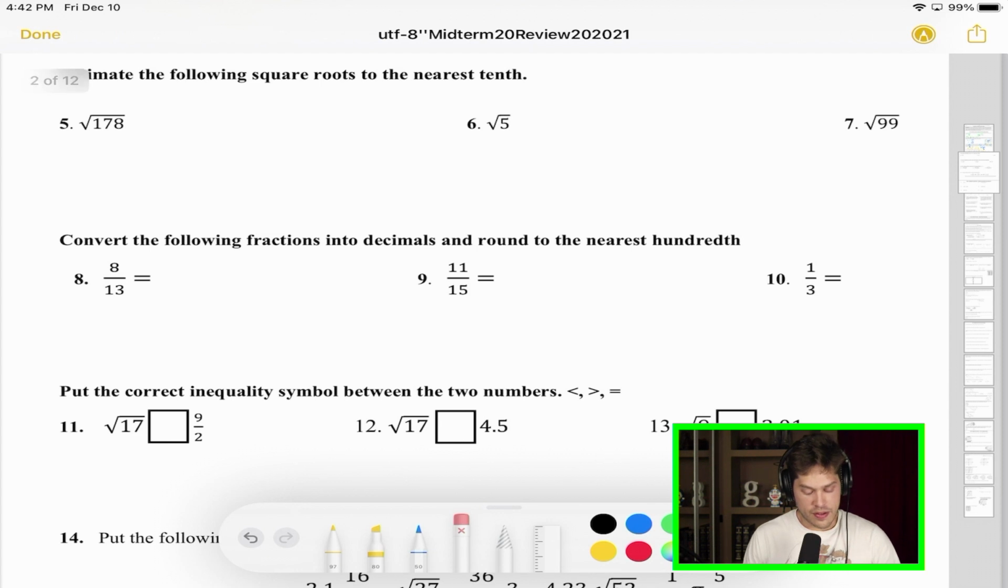Next, we have this. Estimate the following square roots to the nearest 10th. Okay, we've talked a little bit about this. Let's go ahead and start with number 6, since we already kind of did it earlier. You're going to be thinking about what 2 square roots this root is between? Well, we know square root of 4 is 2. We know square root of 9 is 3. And then we just need to think about how many numbers are between the two. What's the difference between 9 and 4? The difference between 9 and 4 is 5.